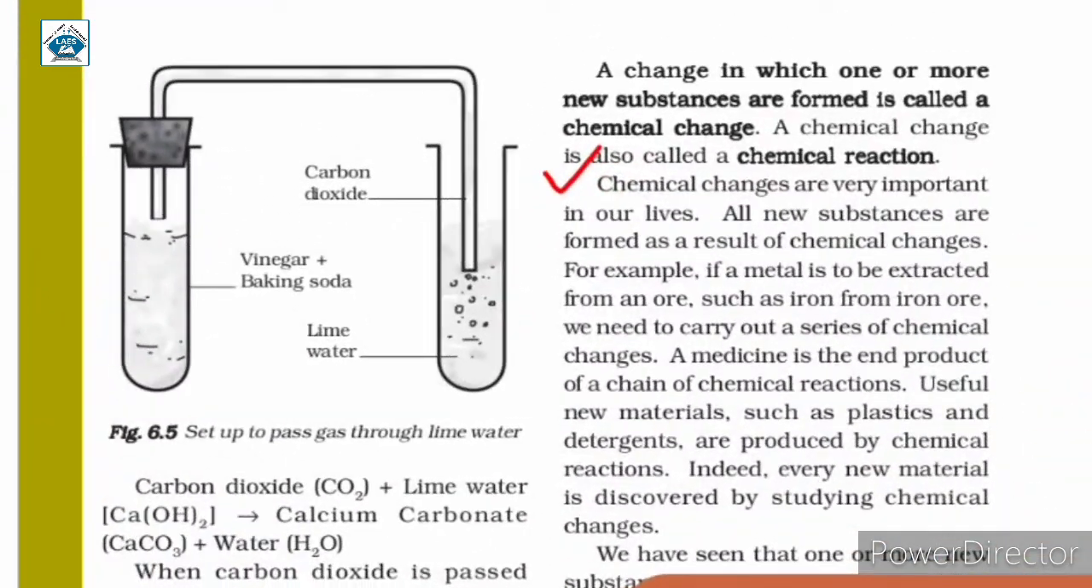Chemical change can also be called chemical reaction. These types of changes are very important in our life because of digestion of food in the body, ripening of fruits, fermentation of grapes, etc.